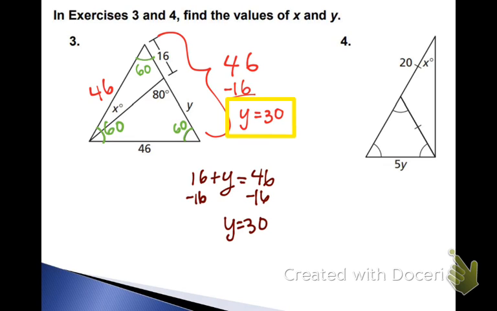So we found y. We need to find x. So here's what I tell people to do. Let's find out exactly where x is.